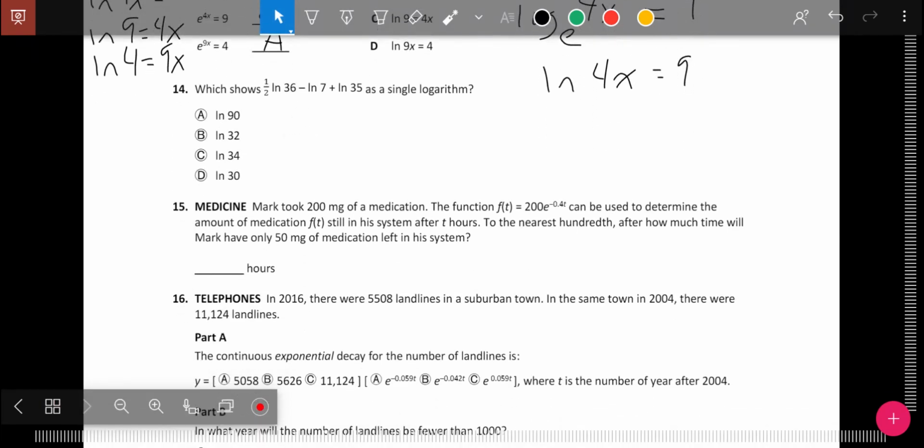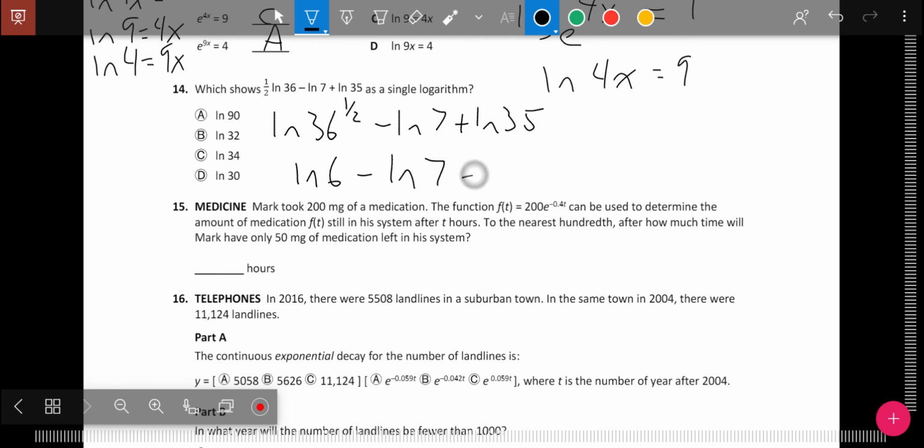14 is use the properties. The first one, they got a number in front, so it's the power property. So you're going to put it as the power or exponent. Well, 36 to the 1/2 power is saying the square root of 36, which is just 6. And now I'm going to work from left to right. And so I get ln 6 divided by 7, because minus becomes divided by. And I'm going to times that by 35. And I get ln 35 times 6 divided by 7 is ln 30.